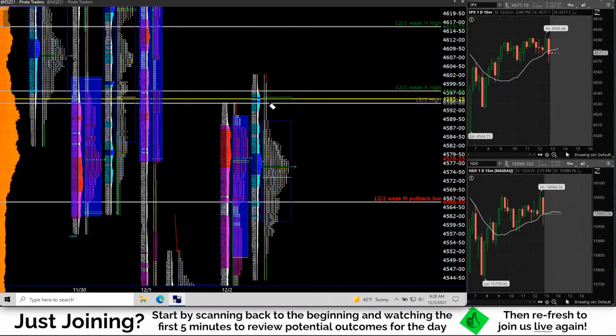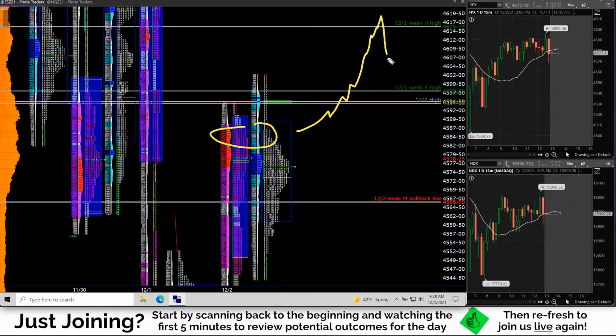Keeping in mind that we're pushing up against that trend line. So if we find support here and we start to trade higher, we could potentially be breaking through that trend line, looking to go higher, and then probably come back down and find some support somewhere. That support would be buyable for continuation higher.